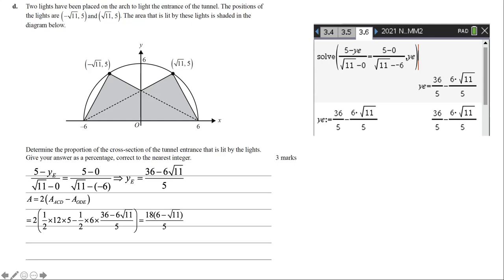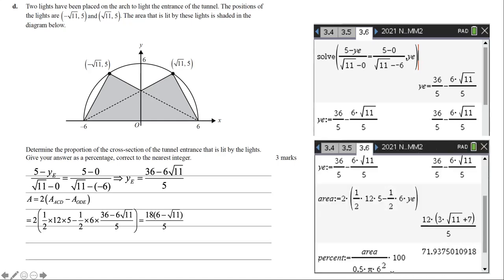Finally, we want to find a proportion of the cross-sectional area of the tunnel. We know this is a semicircle. So I just divide this number by the area of a semicircle, which is half pi times 6 squared. And then I multiply the ratio by 100 to get a percentage answer. The percentage answer is 71.9375, etc. percent.